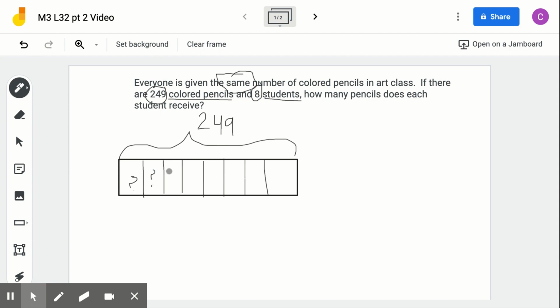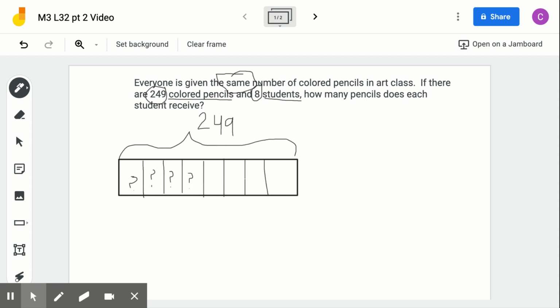But I do know that each of these groups has to have the same number, right? Because that's what the word problem told us. It said each student is given the same number of colored pencils. So these 8 groups have to have the same number. And they're going to add all up to 249.